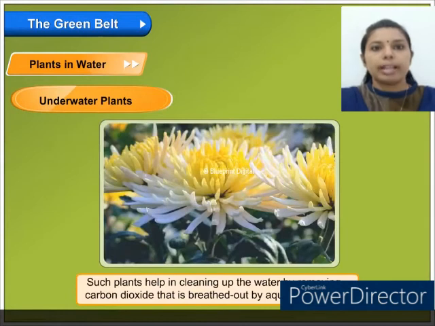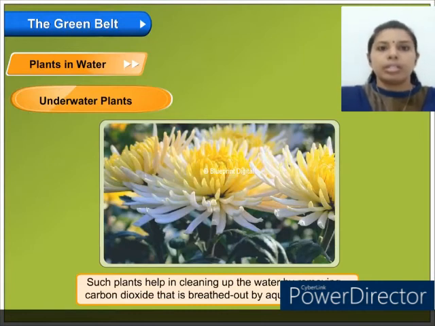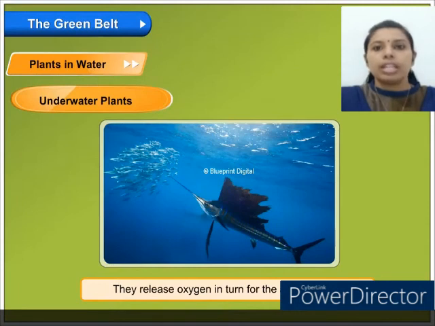Such plants help in cleaning up the water by removing carbon dioxide that is breathed out by aquatic animals. They release oxygen in turn for the aquatic animals.